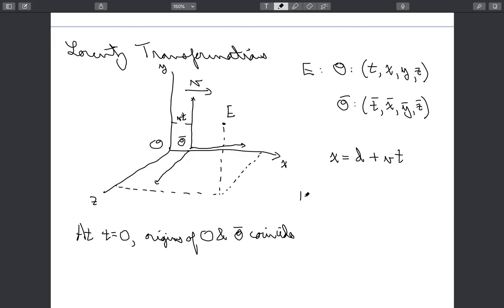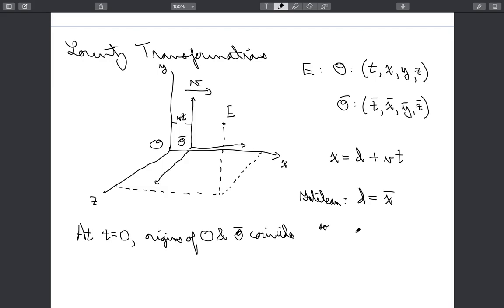So if we had Galilean physics, then of course we would say the clocks run the same. There's no difference, and we would say that the distance d that we have is precisely the x bar that O bar would measure. Okay, so that would give us some very simple rules for transformation.